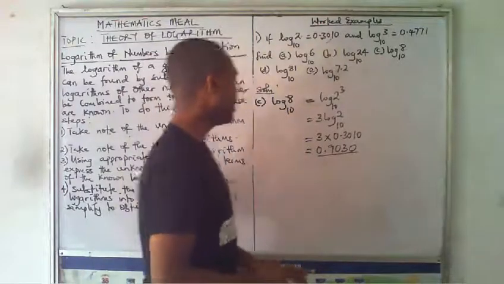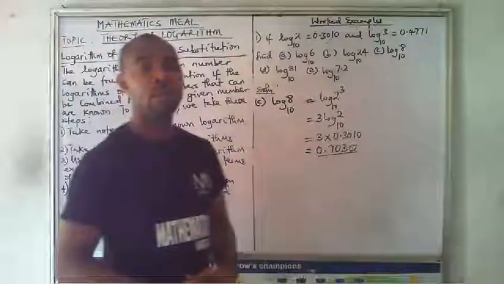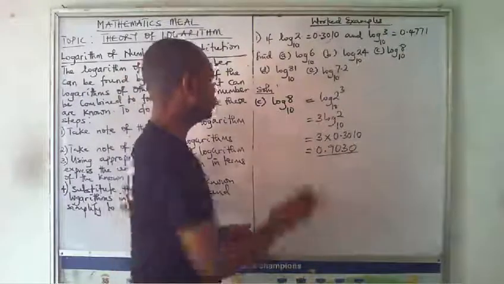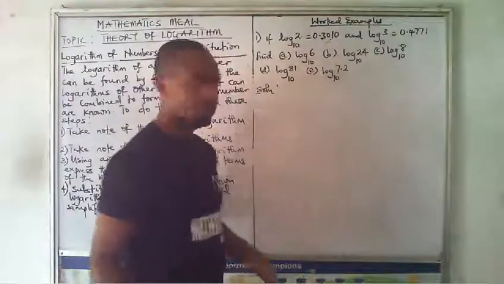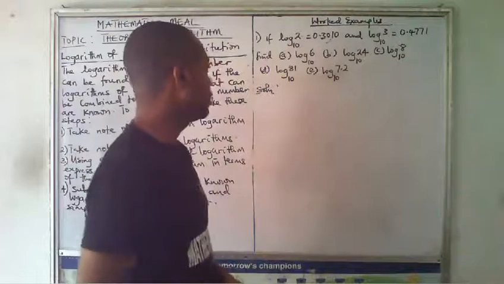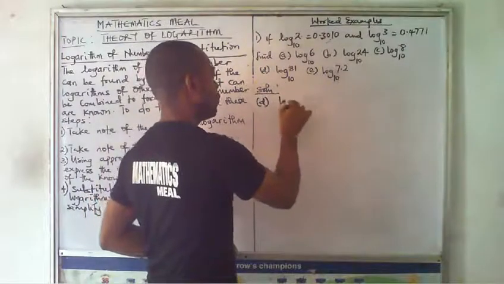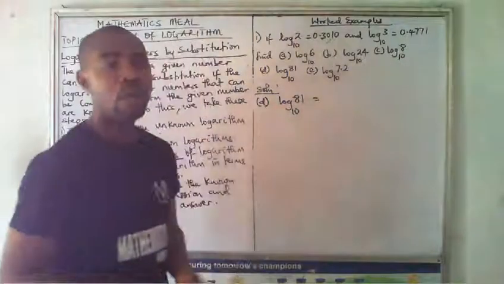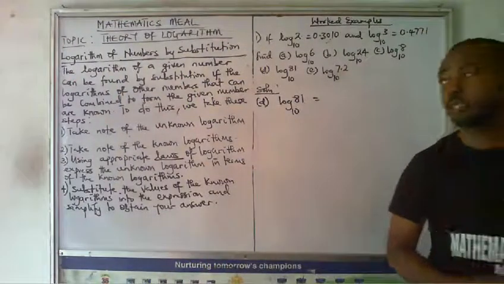Remember we have 4 steps that we have been taking in handling logarithm of numbers by substitution. So let's continue with the 4th question. We need to look at question D now. We have log 81 in this term. So how do we go about this question?